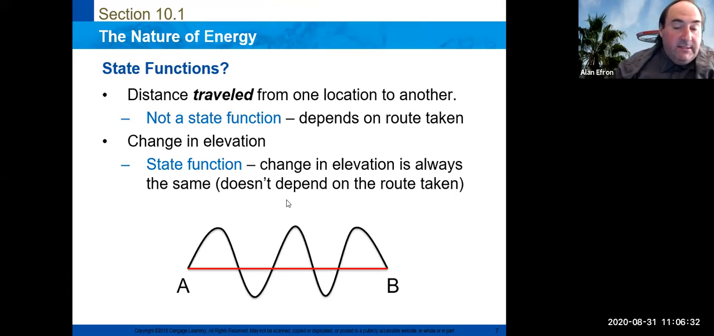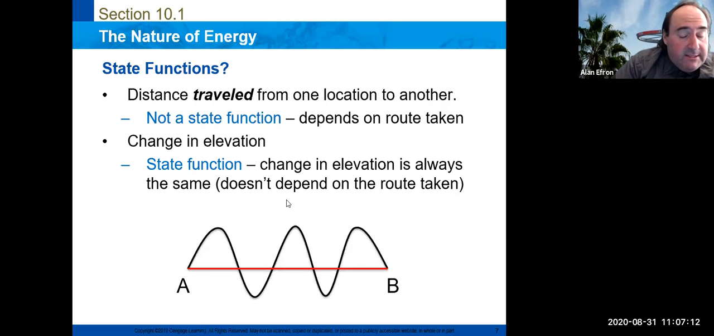Distance traveled from one location to another is not a state function. The distance does depend on the route taken, right? If we just drove straight, or we did a side tour to go see a couple of tourist stops along the way, you would end up with a lot more miles. If you detoured off the highway and hit all the little lookout points, as opposed to ignoring all that and driving straight to your destination, there would be a difference in your distance traveled, your miles traveled.